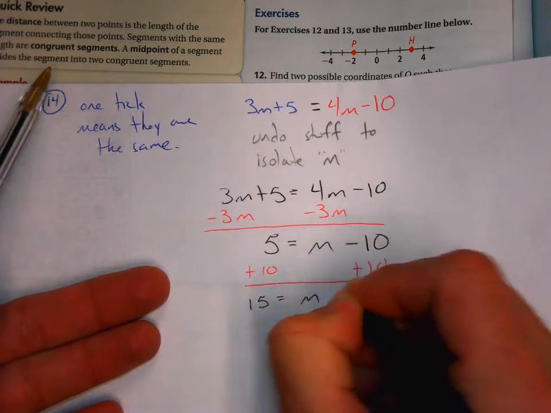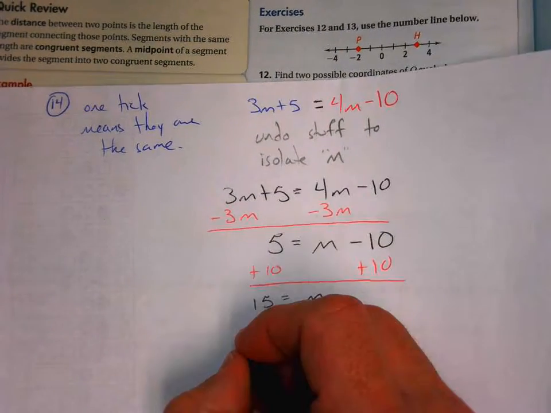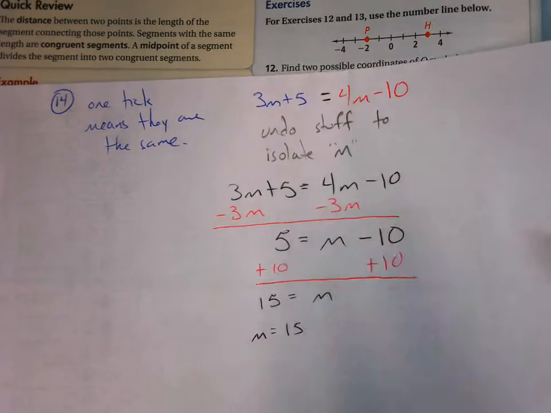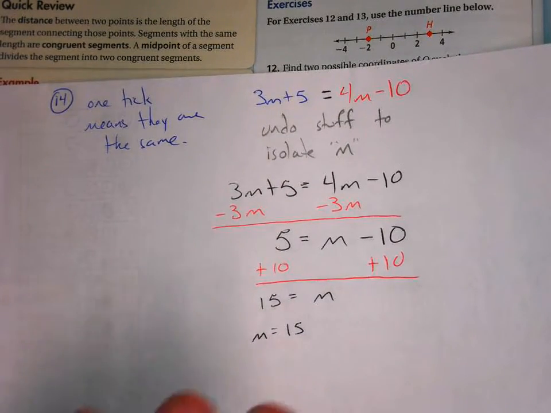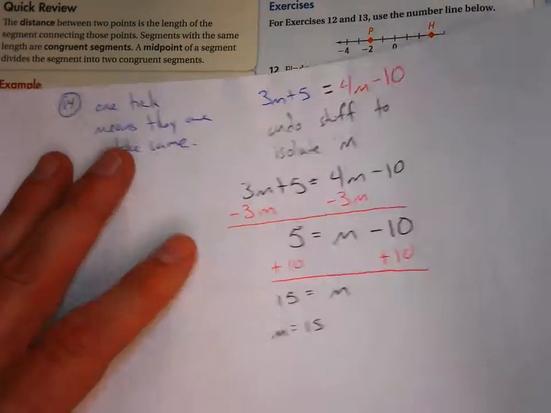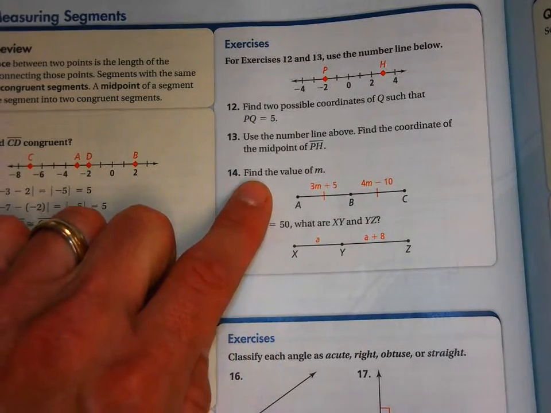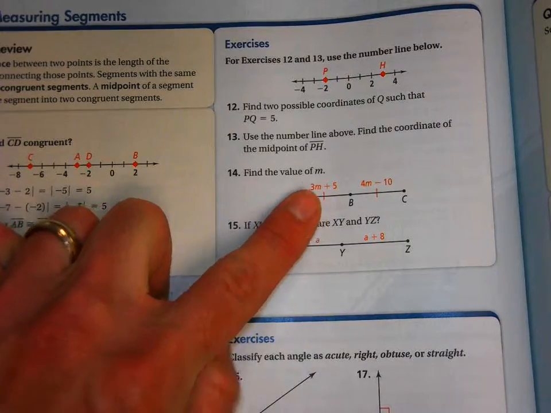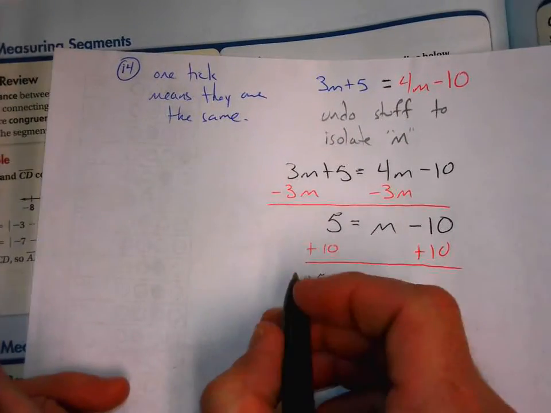Guess what? M is isolated. We have now found the value of m. So m is 15. Normally here, I don't circle this yet because I want to read the question again. We're on number 14. It said, find the value of m. That's all it was asking for. We found the value of m.